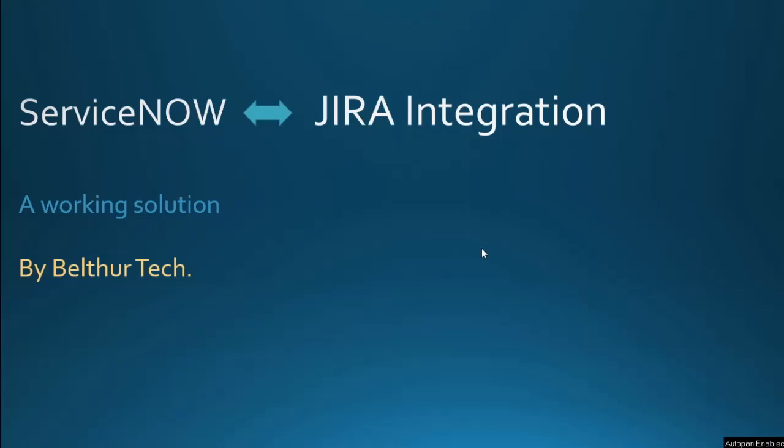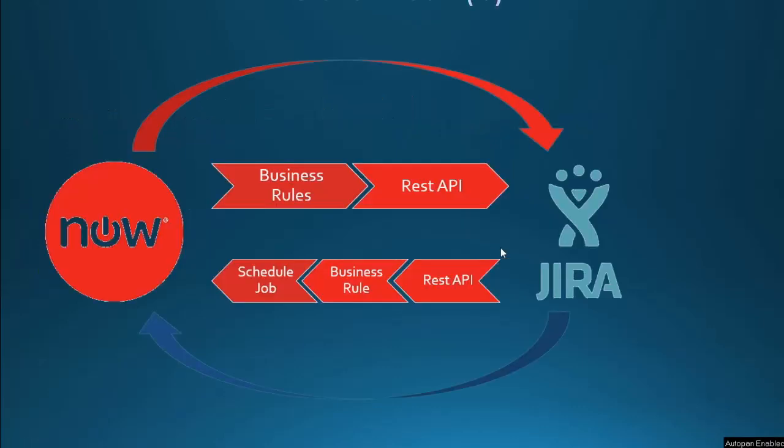Here I'll be showing you ServiceNow to JIRA integration. At a high level, we are moving incidents based on certain business rules from ServiceNow to JIRA. We use business rules in ServiceNow to trigger the integration execution, and within business rules we'll be using REST API to push the data to JIRA.